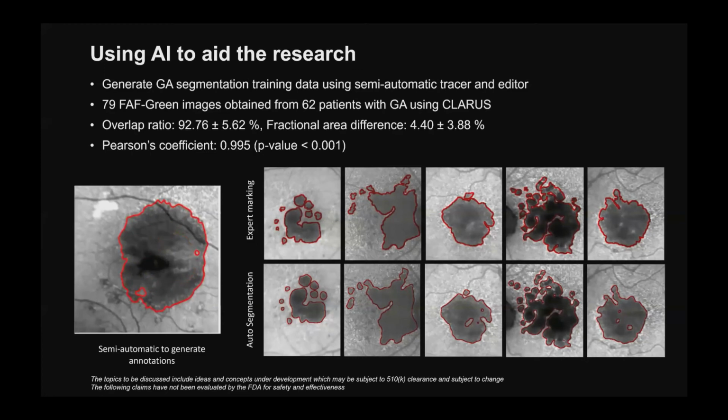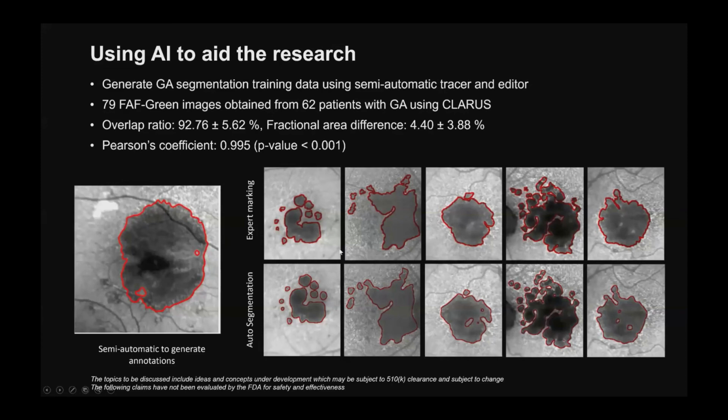Using this semi-automatic tool, we got our clinicians to annotate 79 fundus autofluorescence green images, which were acquired from Claris, from 62 patients. And using these images and annotations, we used a state-of-the-art UNet, which is known to give good results for segmentation. By using the UNet segmentation framework, we got an automated segmentation algorithm, which gives results which are very comparable to the expert markings.